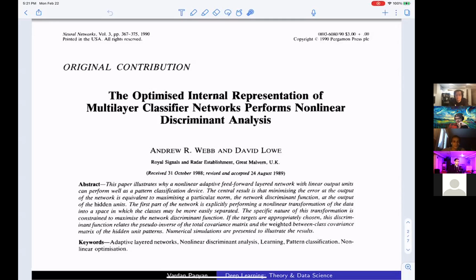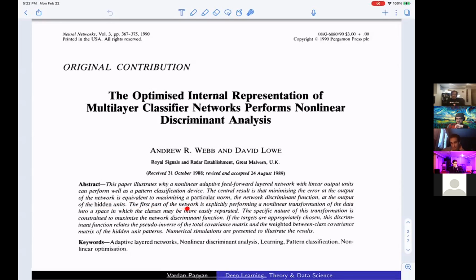This paper says, this paper illustrates why a non-linear, adaptive, feed-forward, layered network, basically a deep net, with linear output units can perform well as a pattern classification device. Very strange words. The central result is that minimizing the error at the output of the network is equivalent to maximizing a particular norm, the network discriminant function, at the output of the hidden units.